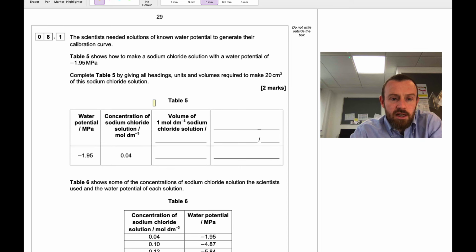The scientists needed solutions of known water potential to generate their calibration curve. Table 5 shows how to make a sodium chloride solution with a water potential of minus 1.95 megapascals. Complete Table 5 by giving all headings, units, and volumes required to make 20 centimeters cubed of this sodium chloride solution.